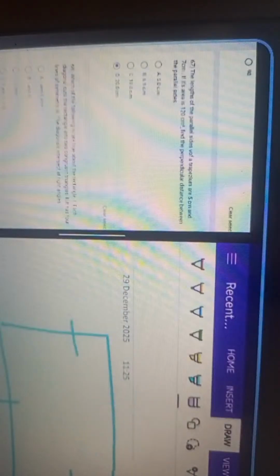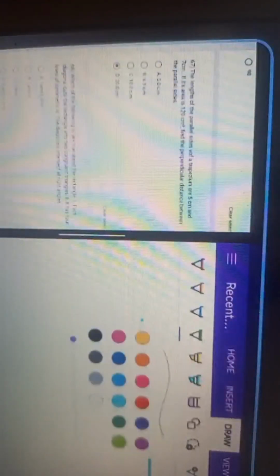Then 2 says it has 4 lines of symmetry. Is that correct? Do we have 4 lines of symmetry for a rectangle? No. We only have 2. These are the lines of symmetry of a rectangle. The one that has 4 is a square. You have your square.